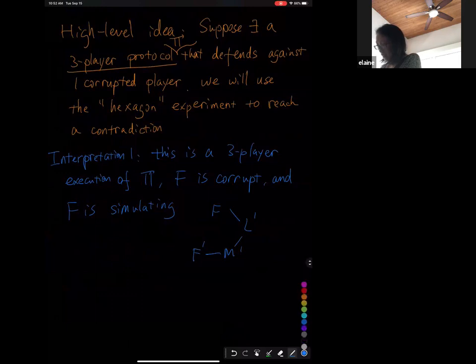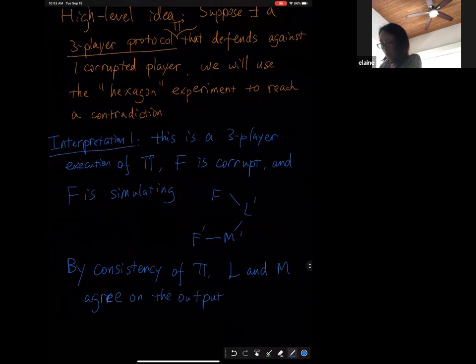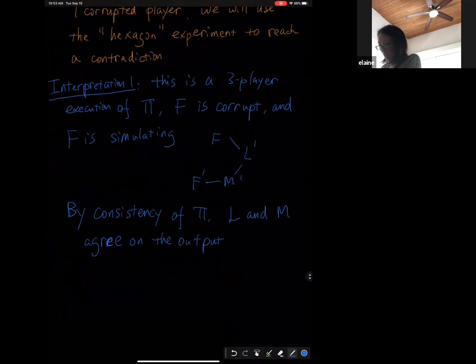So in this case, we will apply the consistency property of pi, right? Pi is secure if a single player is corrupt. So by the consistency of pi, L and M should agree on the decision. Okay, so that's interpretation 1.